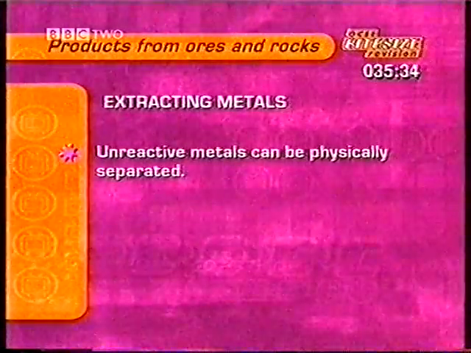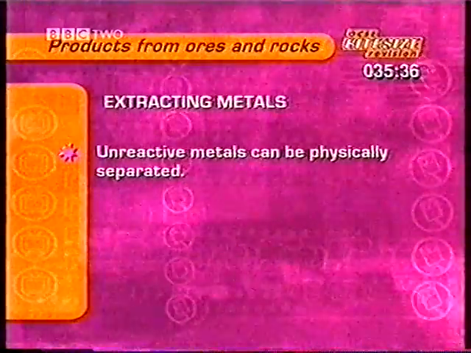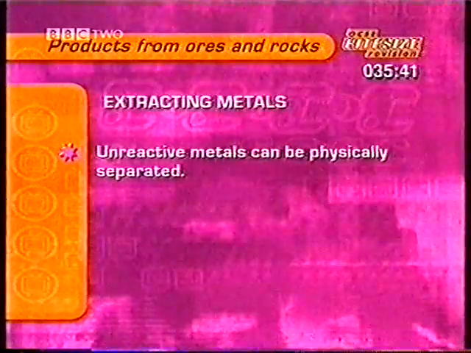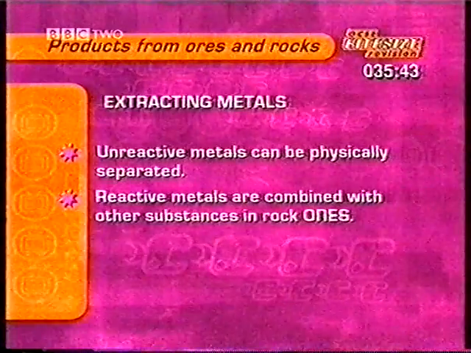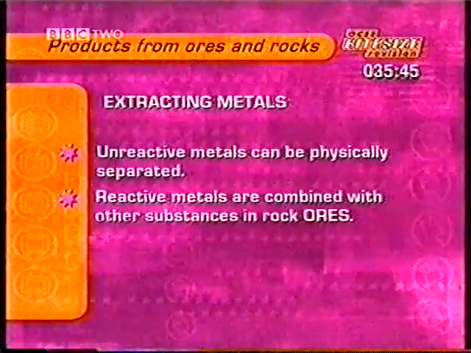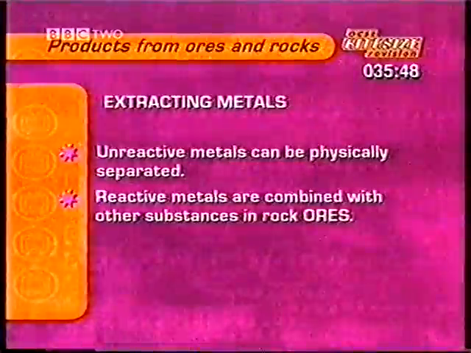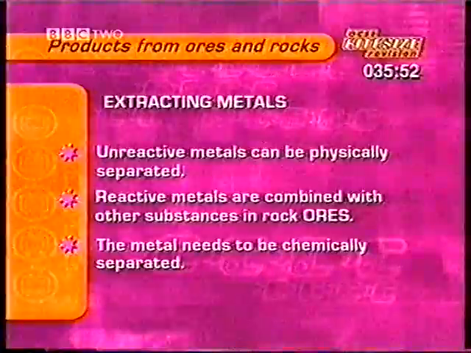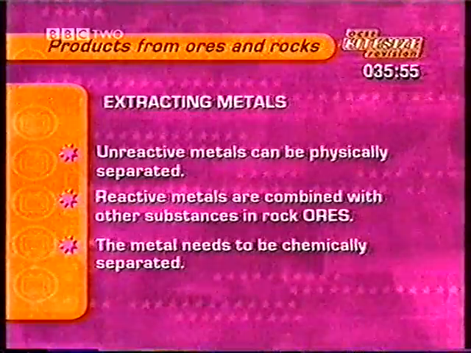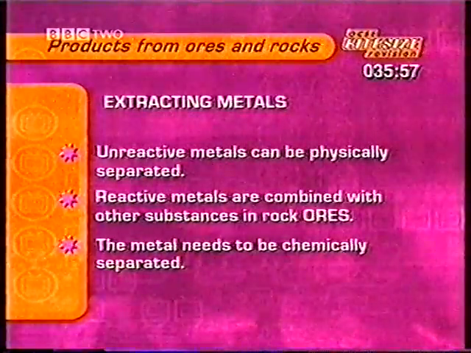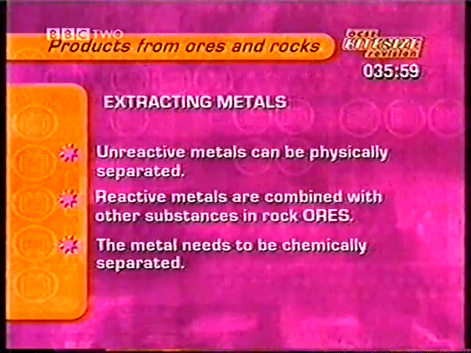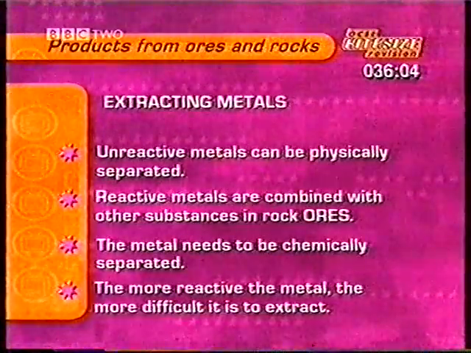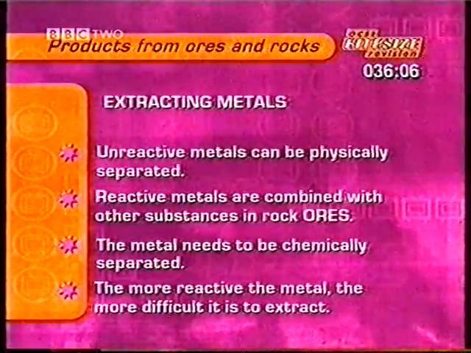Unreactive metals like gold and silver are found as small particles of the pure metal, and they can be physically separated from other substances. Most metals are too reactive to be found in their pure form. They exist in the Earth's crust combined with other substances as rock ores. Ores are often metal oxides, or compounds that can be changed to oxides, from which the metal needs to be chemically separated and purified. The more reactive the metal, the more difficult it is to extract.